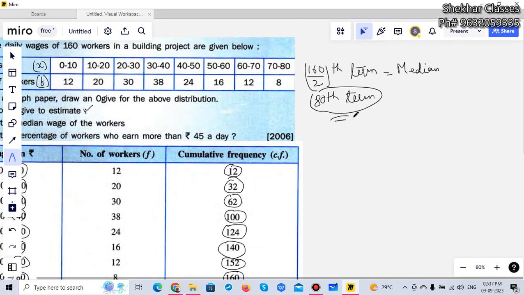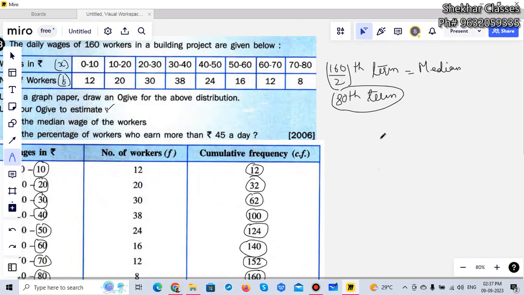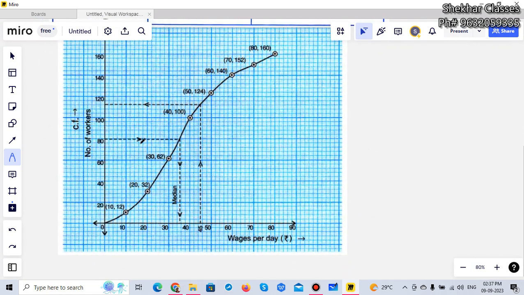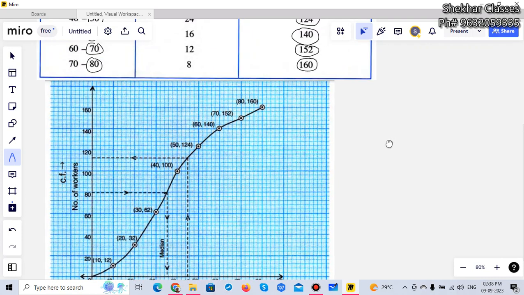We got the 80th term is the median. So where is the 80th term? Here is 80. You just draw a line parallel to the x-axis. Wherever it intersects, from there you draw a line parallel to the y-axis, and wherever it intersects, there is the answer. So it comes here, 30 to 40, 10. So this is 1, 2, 3, 4, 5. So it will be 32, 34, and approximately 35. Or we can say 35 or 36 approximately. 36 will be there. So we find that it is going to be 36.